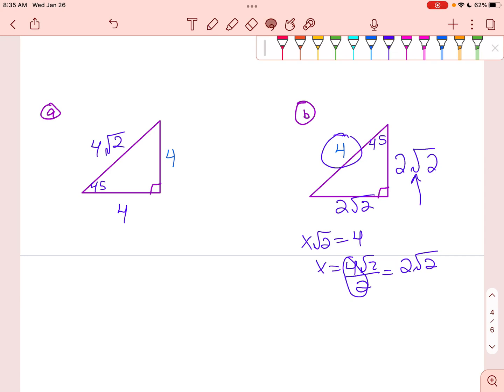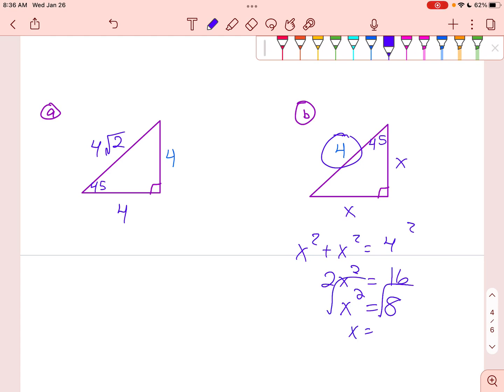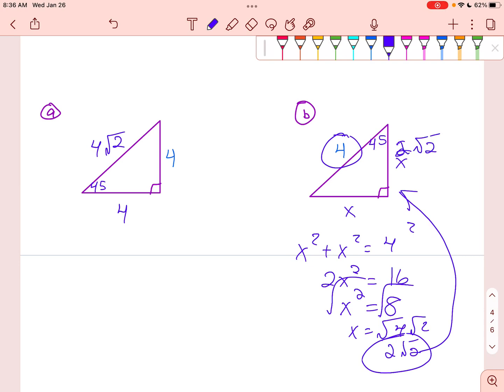If you want to check it using the Pythagorean Theorem, because of course we can always use the Pythagorean Theorem here, we can call these sides x and x. We have x squared plus x squared is equal to 4 squared. 2x squared is equal to 16. x squared is equal to 8. Take the square root of both sides. x is equal to root 4 times root 2, which is 2 root 2, which is what we just figured out using our 45, 45, 90 triangles. You can rewind the video and watch me do that.